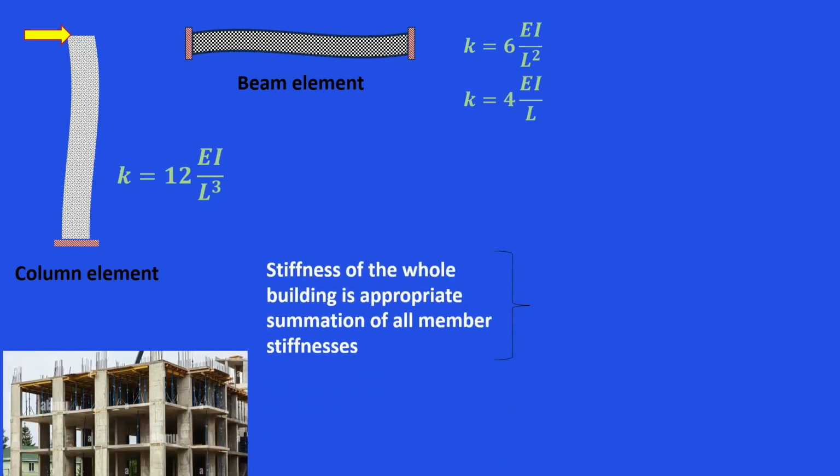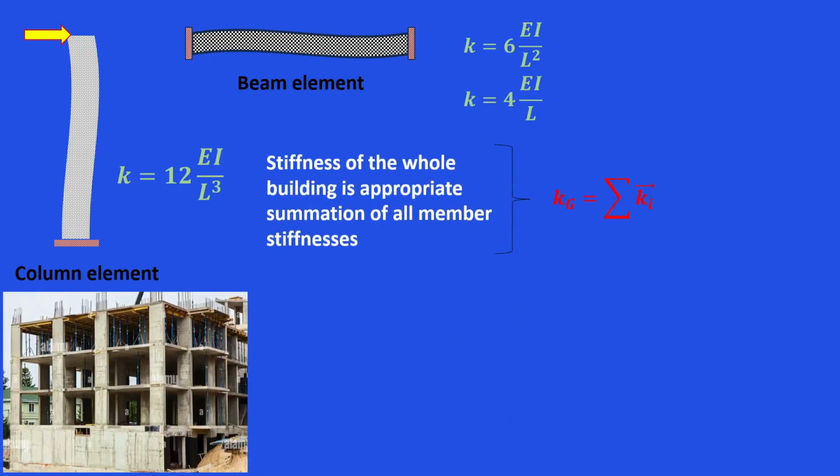Now if we consider a building together, then how to get the stiffness? It is the appropriate summation of all the member stiffnesses taken together. The summation is neither arithmetic summation nor algebraic summation, but it is what is called assembling the stiffness. So we can say in a way that the global stiffness is equal to summation in a particular way of the stiffnesses of all the members in the structure.